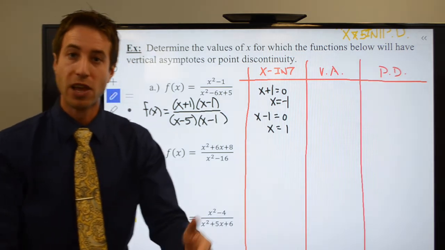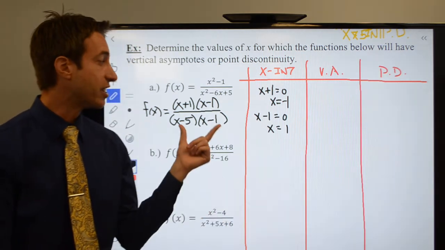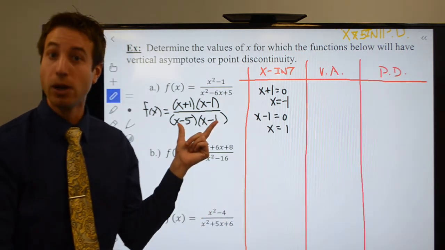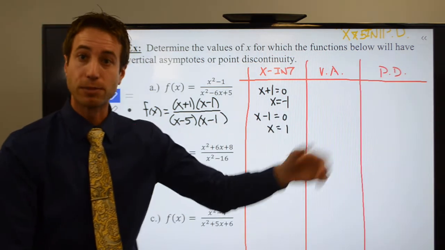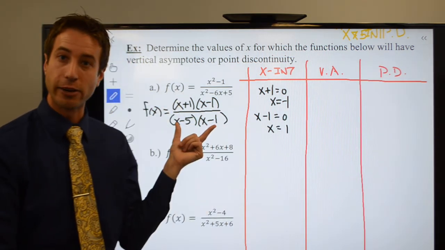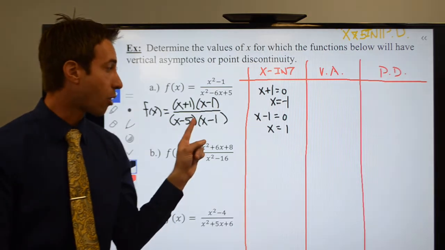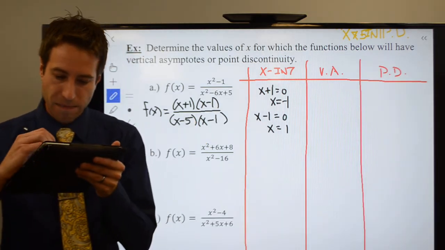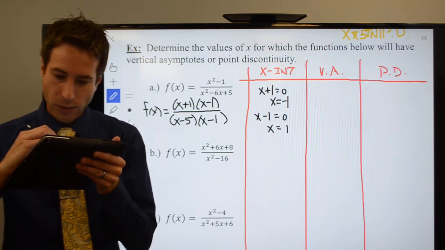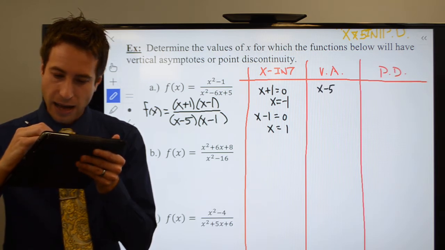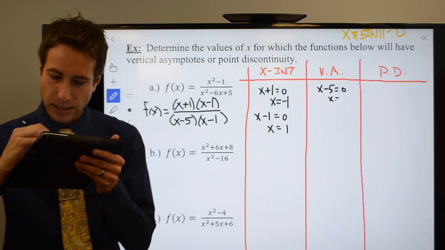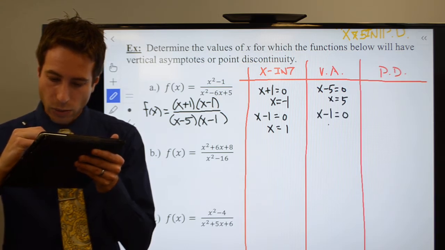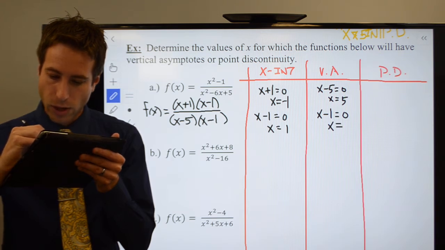Let's keep going. We just talked about the fact that when the denominator is 0, you get vertical asymptotes. So we set the denominator equal to 0, but the zero product property would split those guys up, and we set them both equal to 0. X minus 5 equals 0, which means x is equal to 5, and x minus 1 equals 0, which means x is equal to 1.